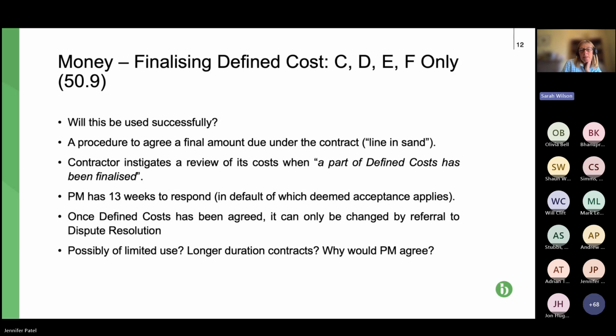And what happens is contractor finishes a part of the work, and to try and get the defined costs agreed for that part of the work so that they're set in stone, can't then be reduced later on, etc. It approaches the PM to get agreement to the finalisation of that defined cost. Fourth bullet point down, in terms of the process, PM has 13 weeks to respond to that, and that's why I think it's going to be long-term projects, not shorter term.